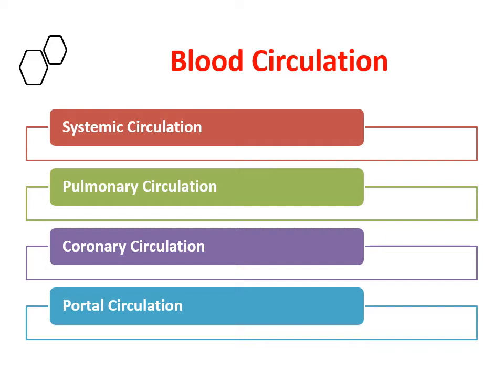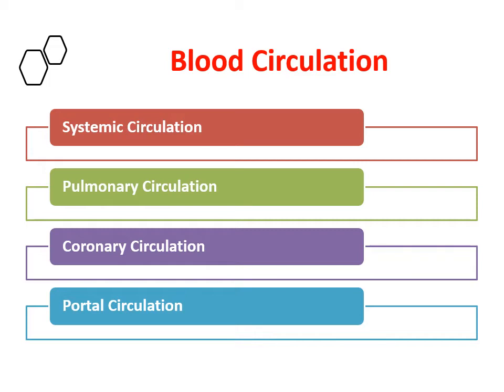Next is the coronary circulation. The coronary circulation is the circulation of blood in the blood vessels that supply the heart muscle. As we discussed before, the myocardium is one of the layers of the heart, which consists of cardiac muscles. So the veins and the arteries that supply that region are known as the coronary circulation.